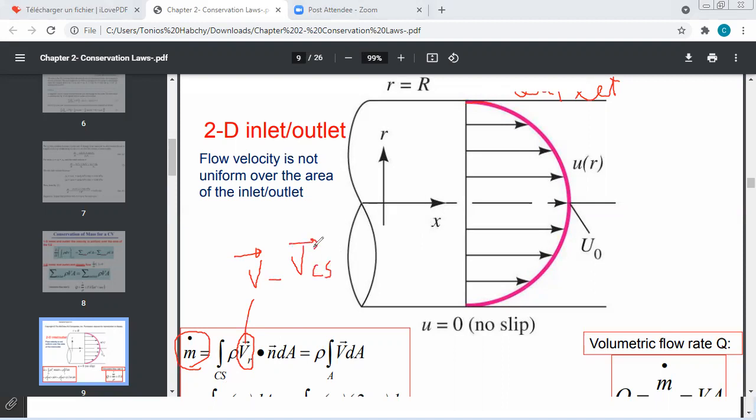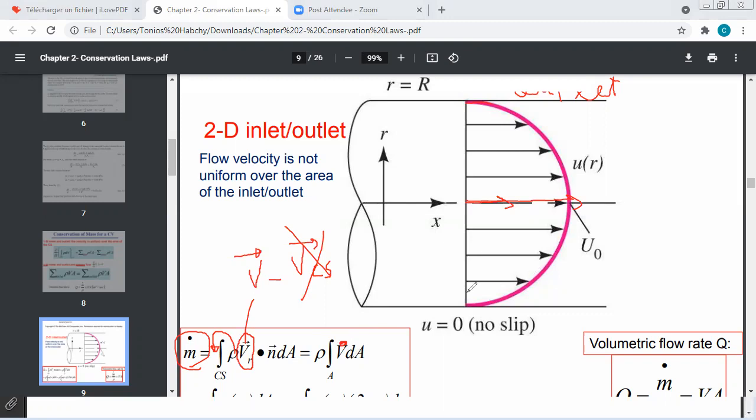Now, in order to compute m dot outlet in this application for a fixed pipe, the control surface velocity is 0, and since it's an outlet, V dot n is equal to V, because both V and n have the same sense. So this is V, and you now have to integrate V dA over the area. Because rho is constant, since it's an incompressible fluid, I can take it outside of the integral, so I just have to integrate the integral of V dA.